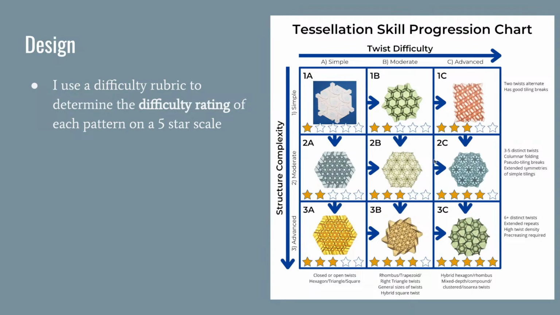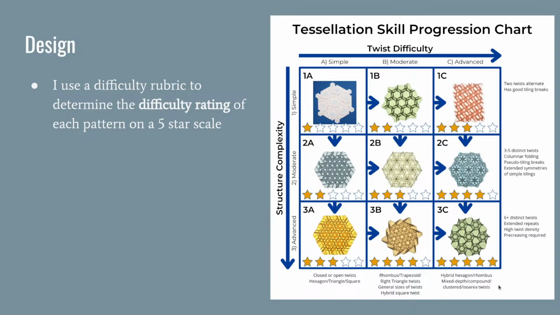And then on the twist difficulty, rhombus, trapezoid, and right triangle twists all land in the moderate category. General sizes of all of the twists and hybrid square twists. I feel like this rubric is kind of a snapshot of how I felt about certain twists at different points in time. Where I was more comfortable with hybrid square twists, but less comfortable with hybrid hexagon or rhombus twists. So those ended up in the advanced category.